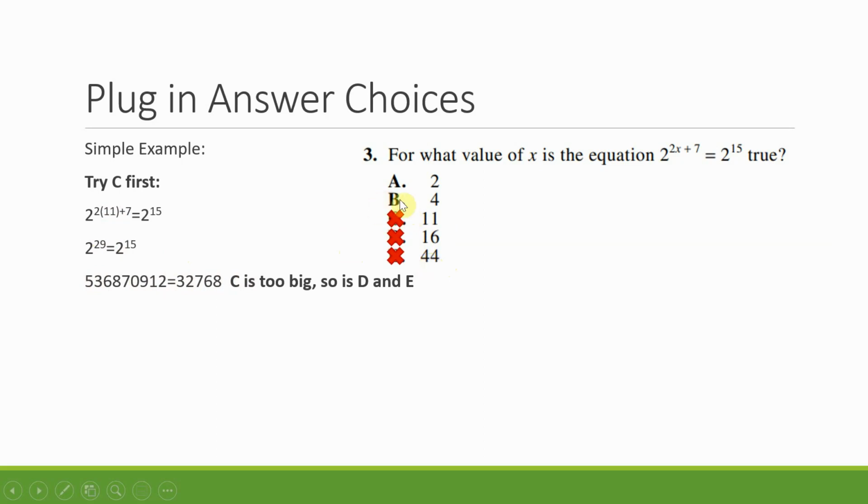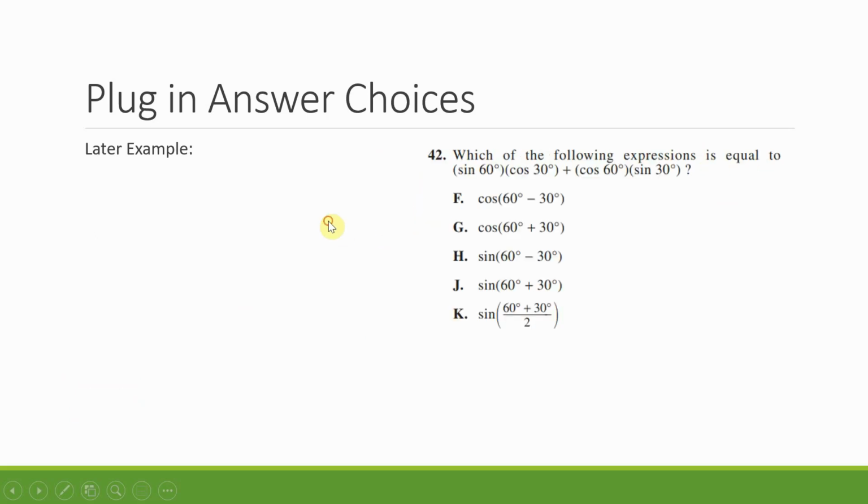So now I can go to the next one, B, and try that one out. So now I'm going to put 4 in for x. If I put that in here, you get 2 to the 15 equals 2 to the 15. That works. So B is my answer. If it still didn't work and B was too big, I don't have to plug in A because it would be the last one. So even if I try C and it doesn't work, and I try B and it doesn't work, I still only had to try those 2 and I had my answer by starting in the middle. That's why we do that.